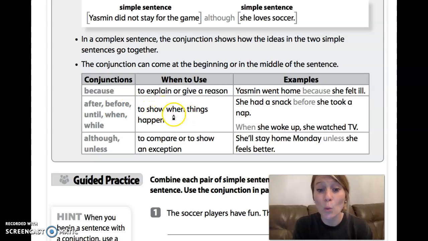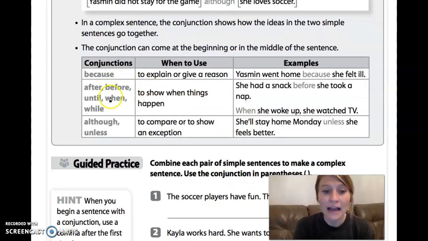Now this shows when things happened. She had a snack, period. That could have been a sentence. She took a nap. She had a snack, she took a nap. But I want to make this sentence more complex. So I'm going to say she had a snack before she took a nap. That's a good start. And the other kinds of ideas are although or unless.